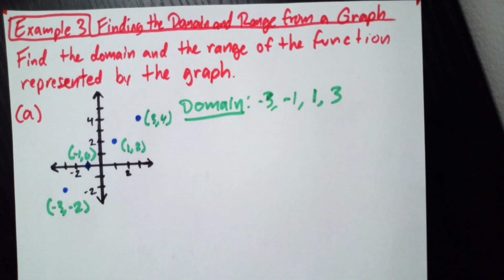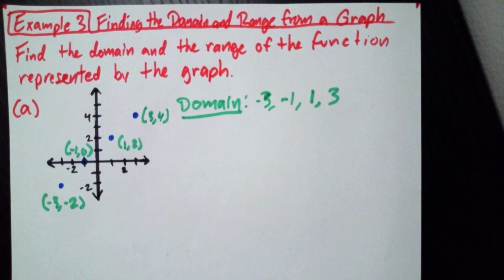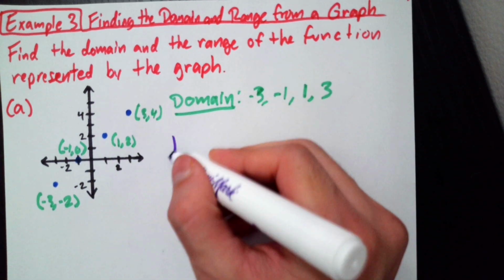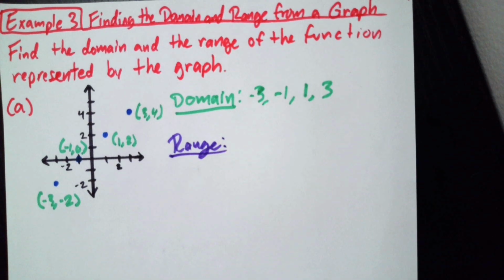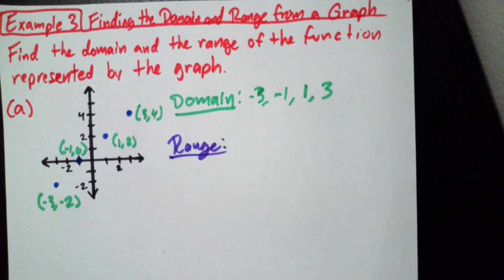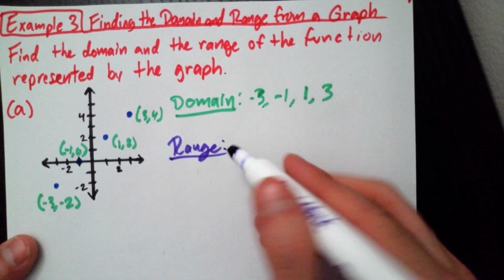So here's all the coordinates. The domain is just the collection of all the x values. Fancy word for something really basic. And then we have the range, which is basically the same thing, but now we're dealing with the y coordinates. So we have to list all of the y coordinates that are present in this graph, in all of these points. And in this case, we're going to see that it's -2.